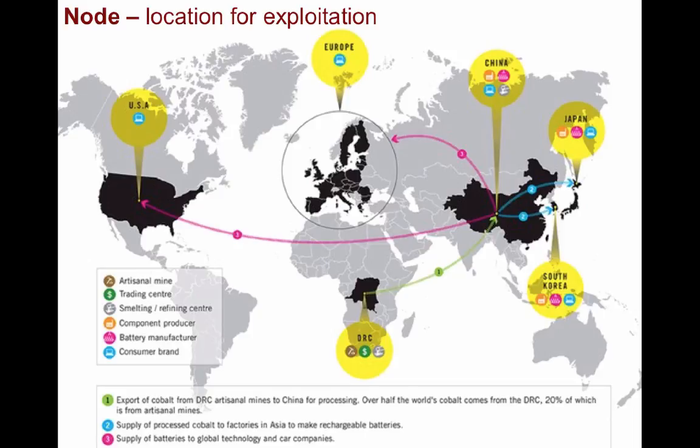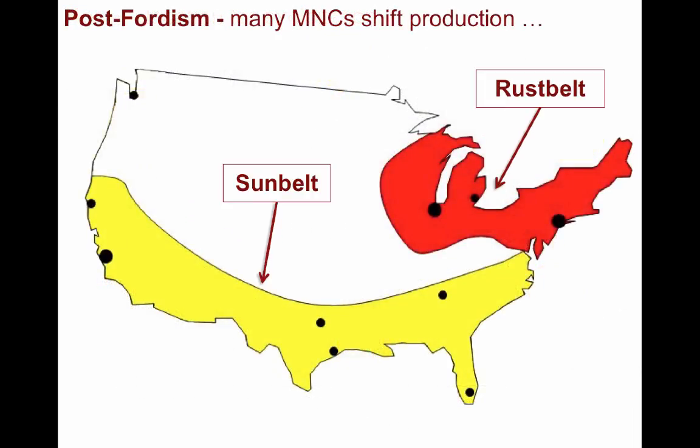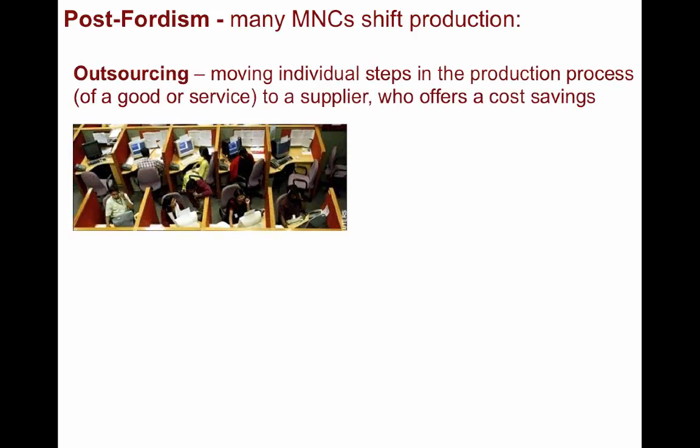Now back to the United States, starting around the time of the Great Depression, factories began to shut down in the major manufacturing belt around the Northeast to the Midwest, and companies looked for new cities and regions in order to build up new factories for cost savings. This led to the development of the Rust Belt and the relocation of many manufacturing centers into the southern states, which is often called the Sun Belt. And this is an example of outsourcing, which is the moving of individual steps in the production process of a good or service to a supplier who offers a cost savings.